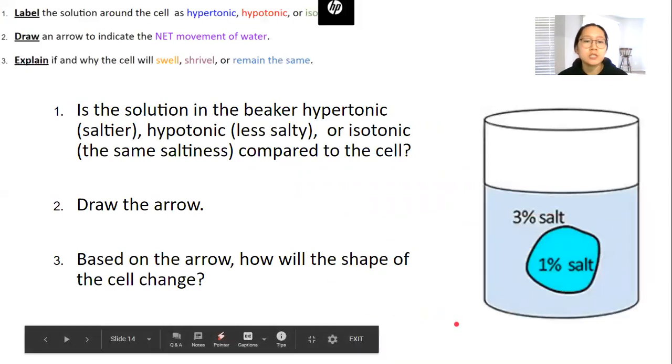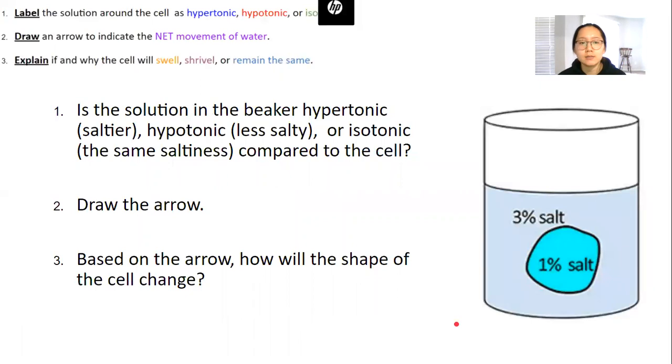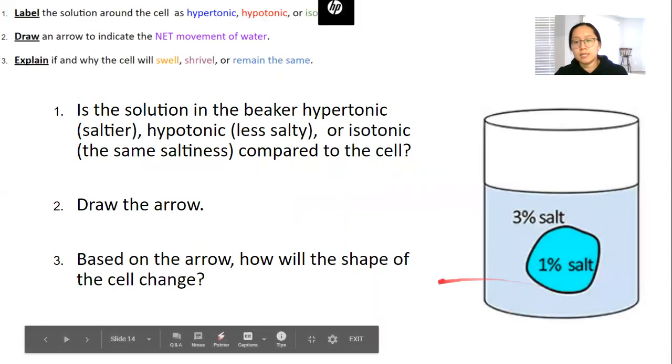So is the solution in the beaker hypertonic, hypotonic, or isotonic? Well, to answer that question, we're going to look at the solution on the right side. So the outside is 3% salt and the inside of the cell is 1% salt. So we're looking at this solution on the outside right now. Is it saltier, less salty, or equally salty?